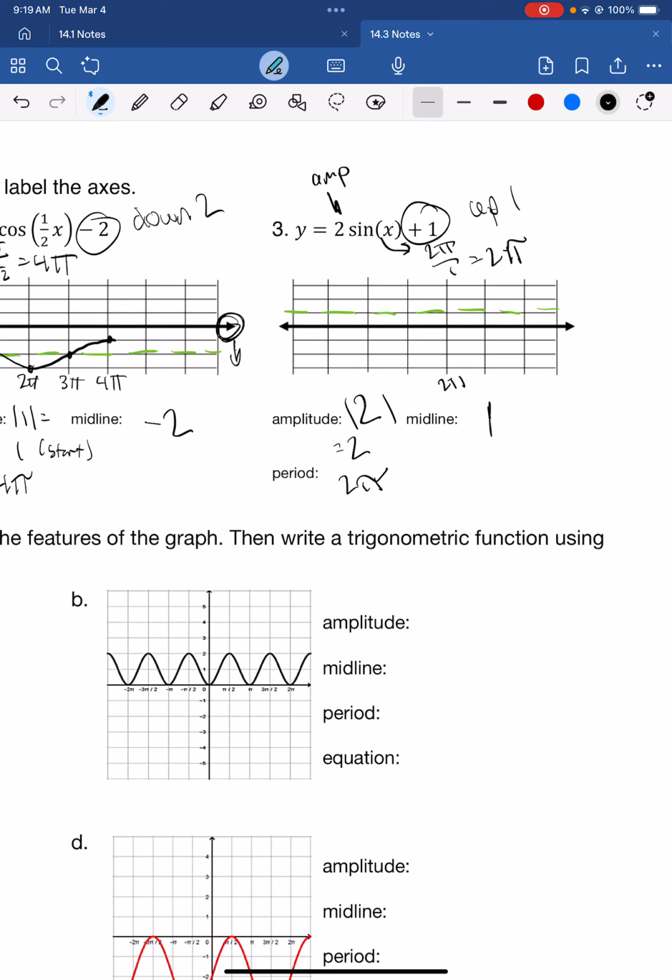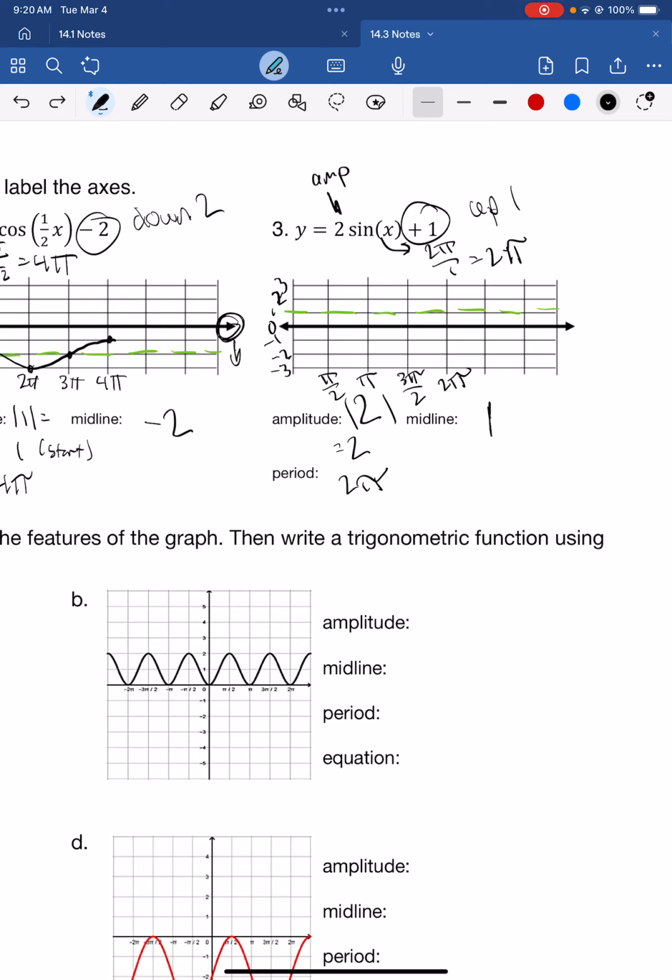We can label that right here, 2 pi. Here's pi over 2, and here's 3 pi over 2 right there. 0, 1, 2, 3, -1, -2, -3 there. For sine graph, we know that this one is going to start at our midline. Starts at our midline, and then we'll go to a maximum of 2.